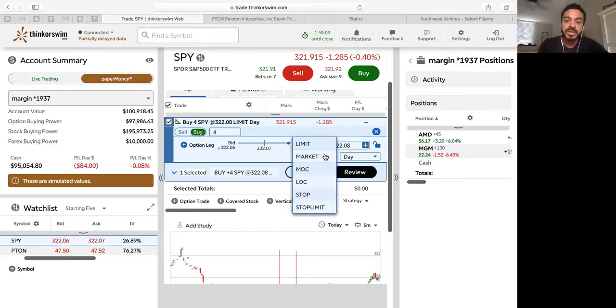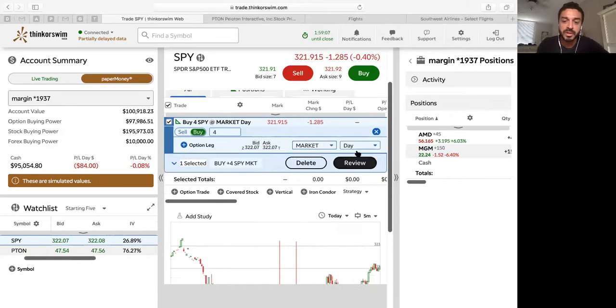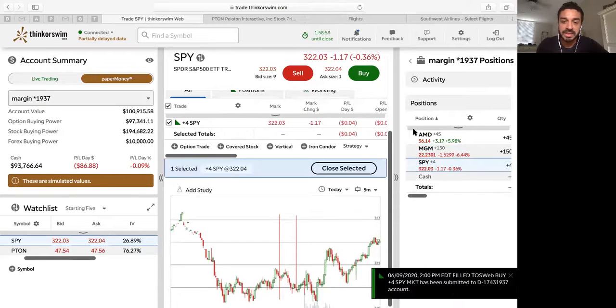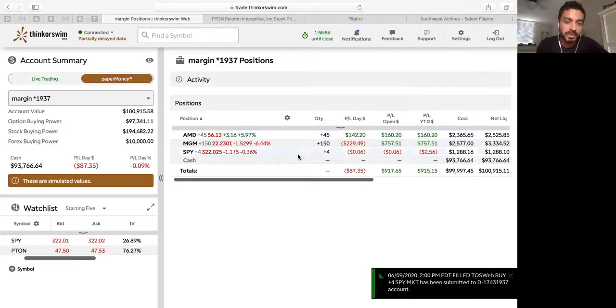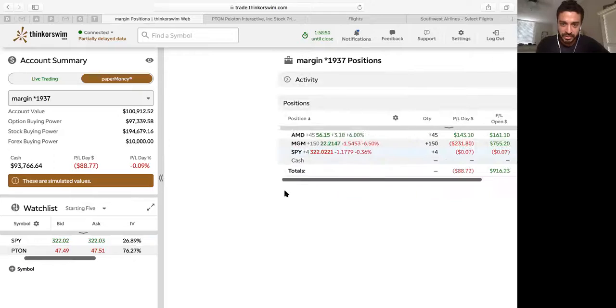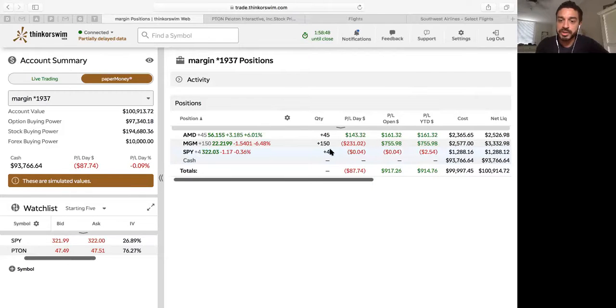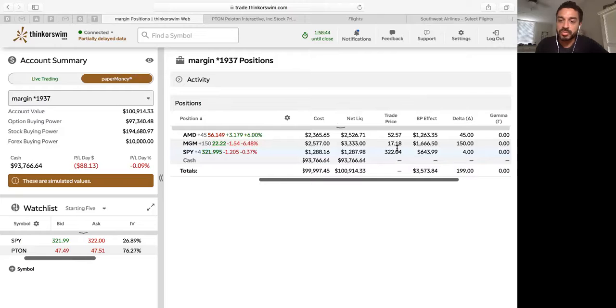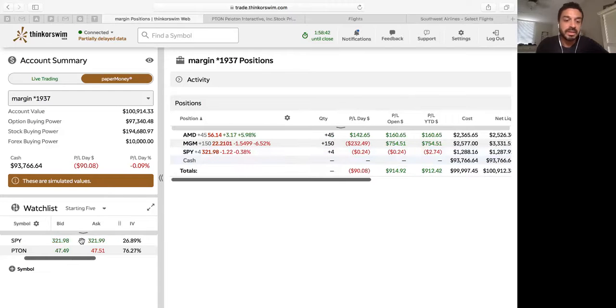Market order. We'll do order types later, but you just want to do a market order. And that's it. So you're going to review. Okay, it's $1,288. And then we'll send and submit. And then if we did it correctly, which of course we did, it now shows up on here. About 4 shares, and it's at 322. Four shares, and 322 was my total price. Perfect. The other way you could do it is you can click right from the watch list.